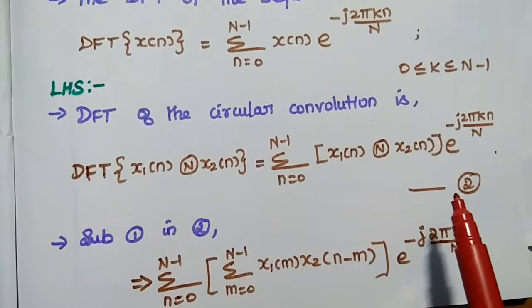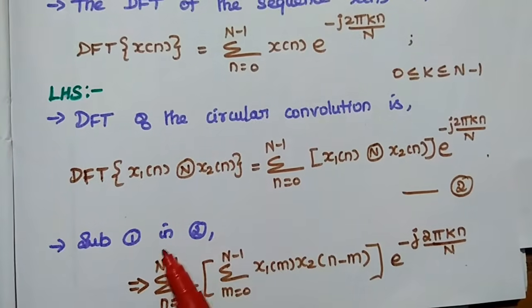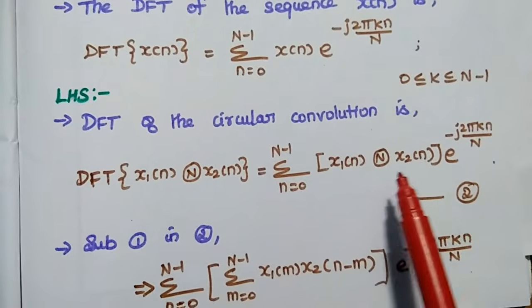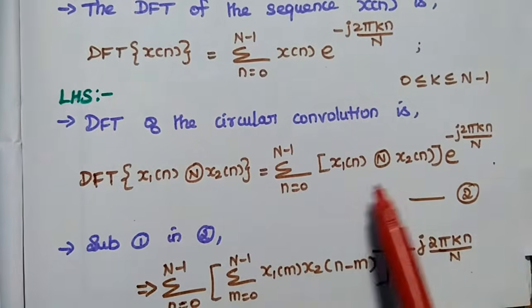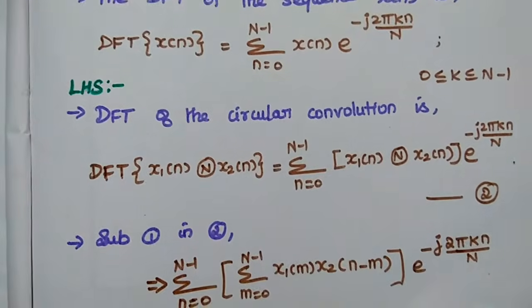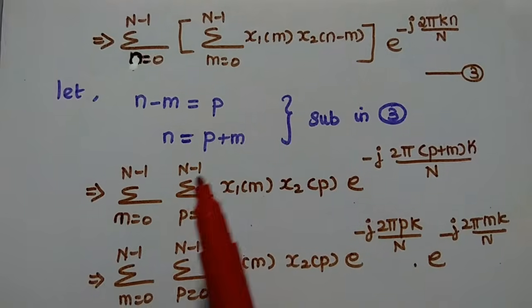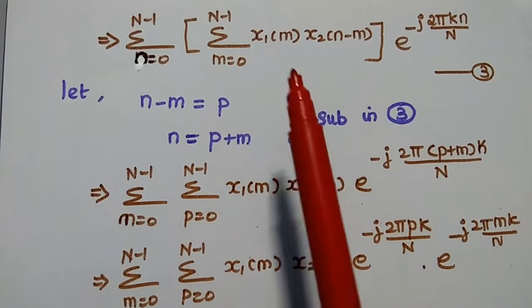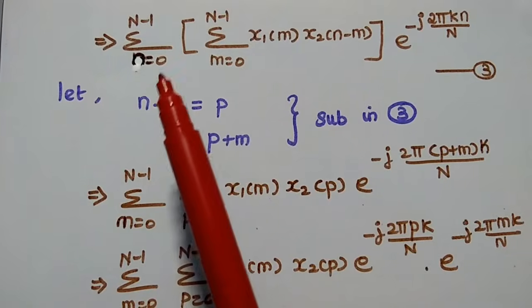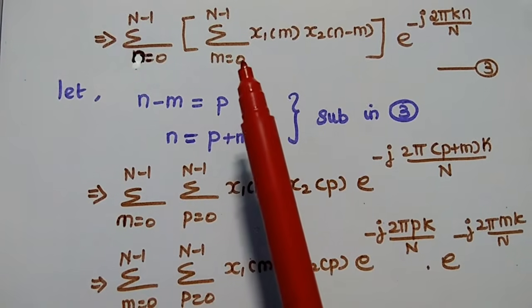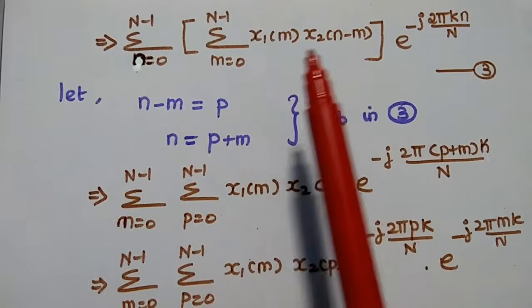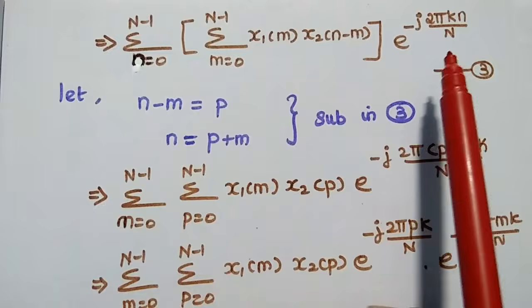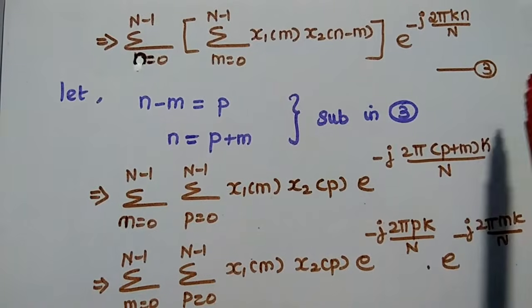Now we are going to substitute the first equation in the second equation. Here x1 of n circular convolution with x2 of n is replaced with its formula. After substituting the formula of circular convolution in the second equation, we obtain summation n equal to 0 to N minus 1, summation m equal to 0 to N minus 1, x1 of m, x2 of n minus m into e power minus j 2 pi k n by N. This is the third equation.